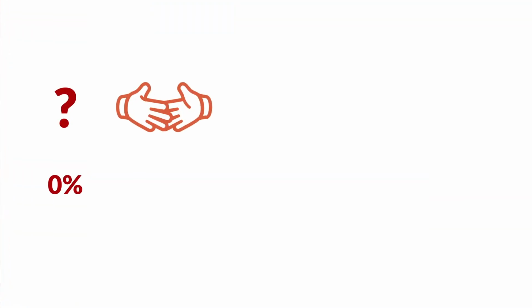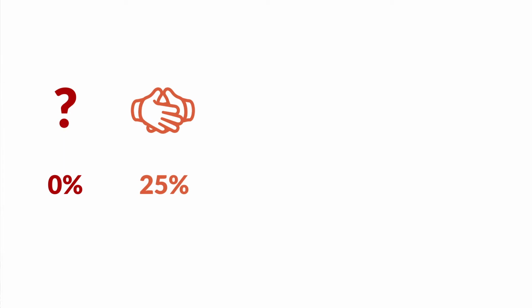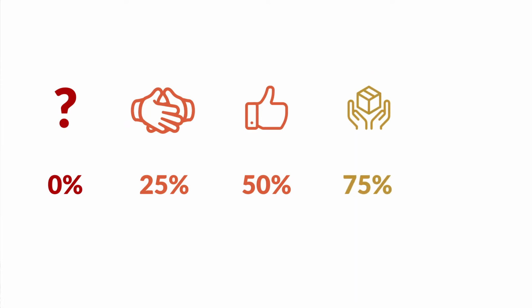Some people like to use percentages to represent stages in the sales process. So I've never met the person is 0%. I've met the person, 25%. I've met them and they're interested, 50%. I've met them, they're interested and they've trialed it, 75%. They've bought it, 100%.